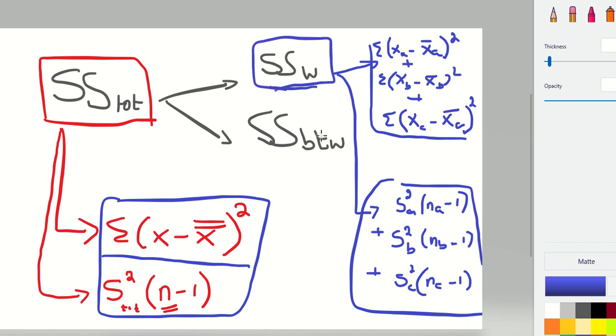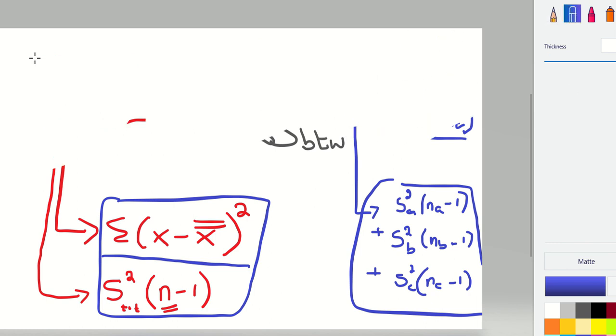That leaves us with the sum of square between. Okay, so how do we calculate the sum of square between? Let me clean up a little bit and I'll explain that.